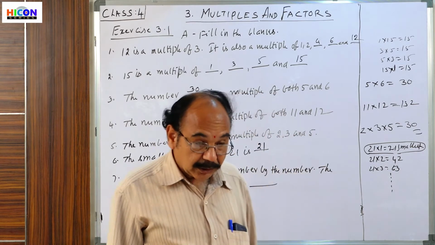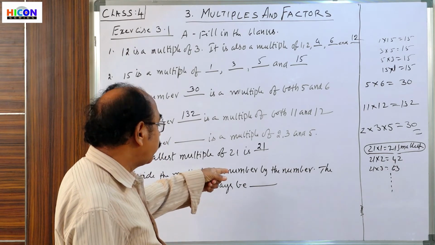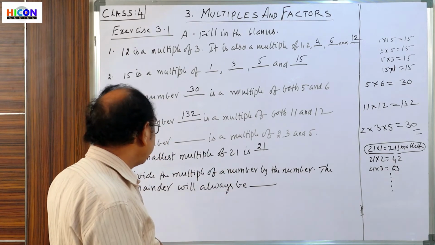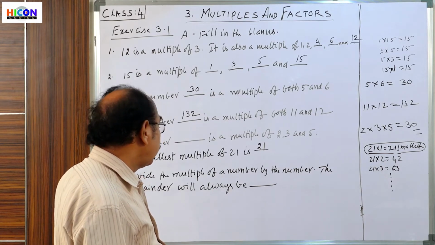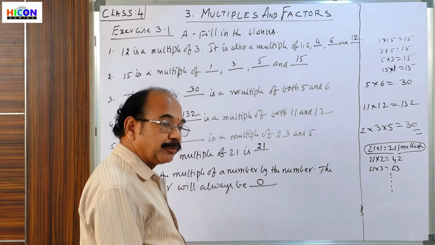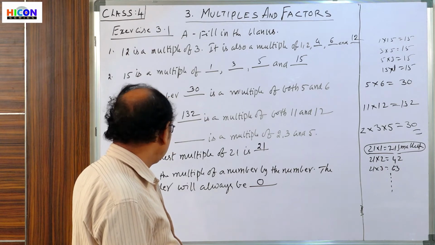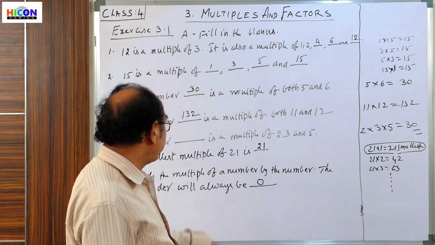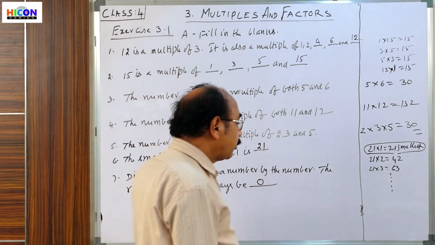Okay, children. Now last one, see. Divide the multiple of a number by the number. The remainder will always be 0. Remainder will always be 0. See, divide the multiple of a number by the number. For example, multiple of 12 is how much?